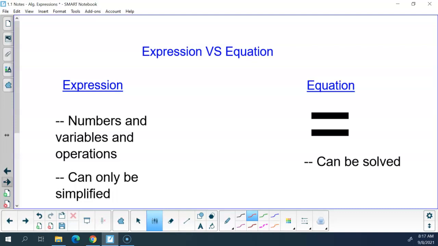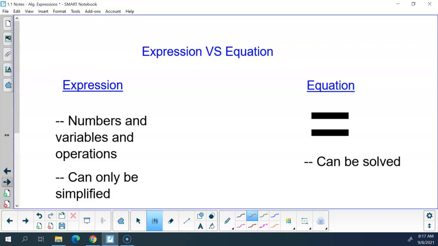An expression is just numbers and variables, so numbers and letters and operations. Adding, subtracting, multiplying, dividing, squaring, cubing, square rooting, all that fun stuff. So that's all it is. An expression can only be simplified. That's it. It can be simplified, which means simplification could mean you combine like terms.